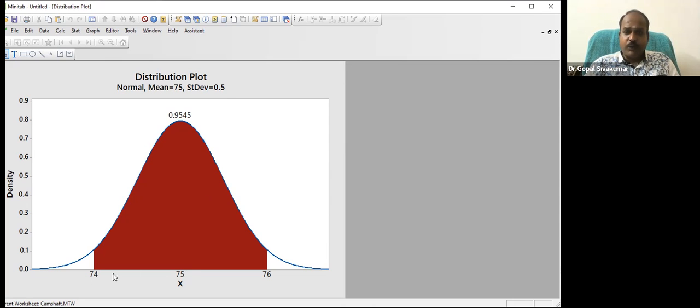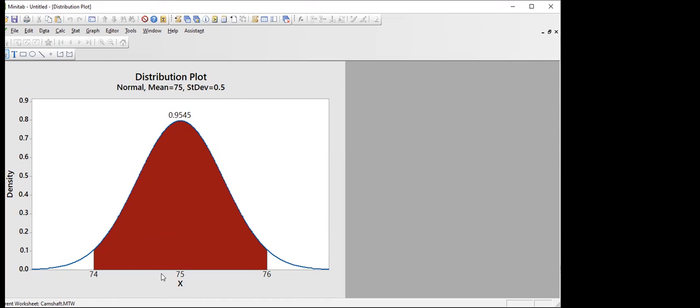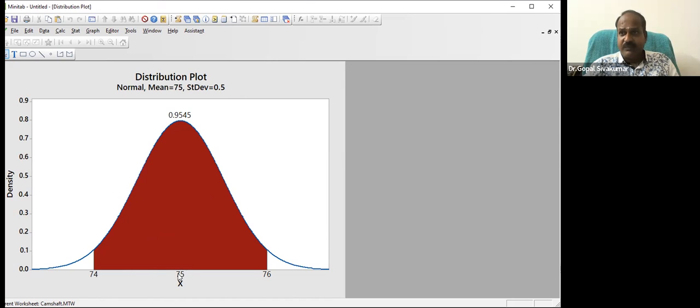Now 75 and 74. What is the distance between 74 mm and 75 mm? 1 mm. In terms of standard deviation, how many standard deviation you can see here between the two? 2 standard deviation. When you move away from the center by 2 standard deviation, 95% of the data will fall inside. Do you understand? The data is nothing but your products. So 95.45% of your products will always lie inside 2 sigma limits. The 2 sigma limits are called warning limits.